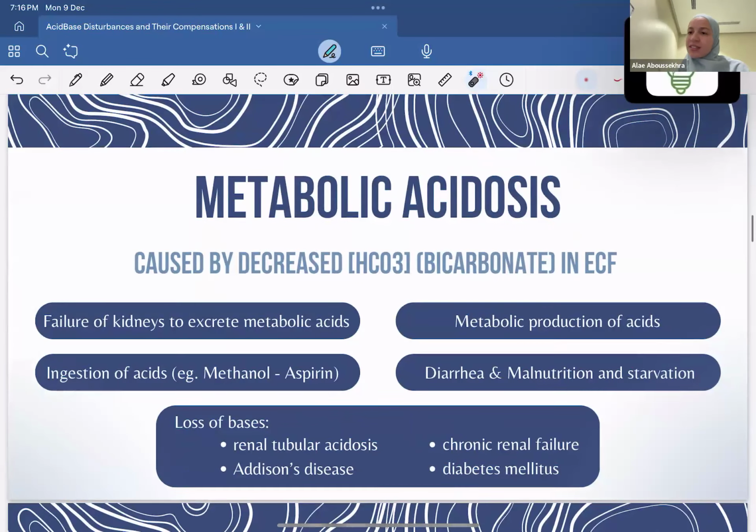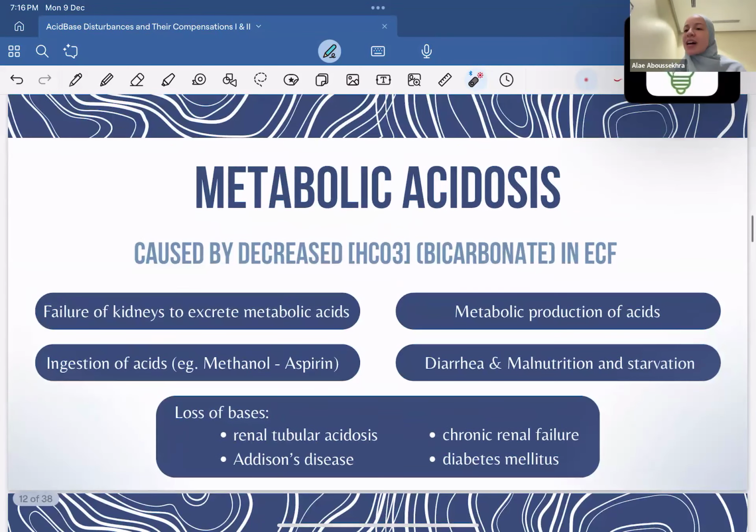Let's move on to the next disturbance. So metabolic acidosis. How does this happen? Metabolic acidosis happens when there's decreased bicarbonate concentration in the extracellular fluid.